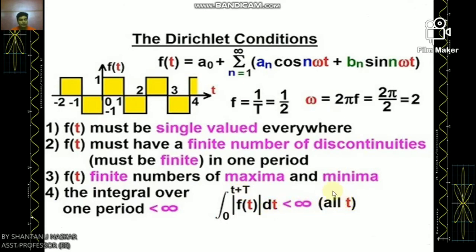So if this function represented energy which would be supplied by the source in one cycle, that means the energy in the waveform for each cycle must be finite. So all physical waveforms would of course satisfy this criterion. Therefore, in practical engineering problems, it is not necessary to check whether a function satisfies the Dirichlet condition.